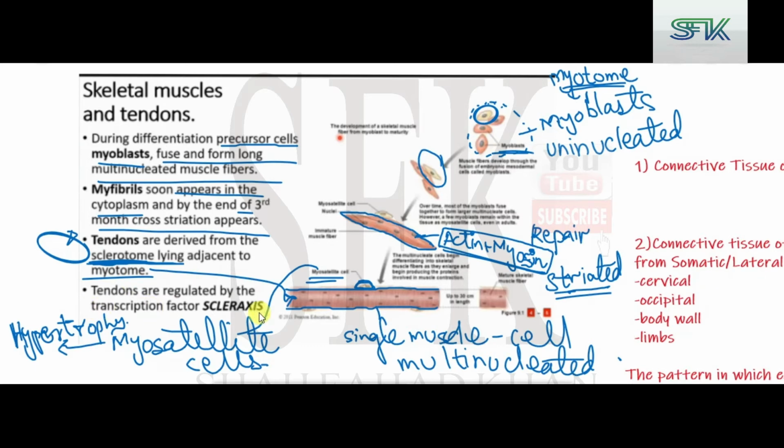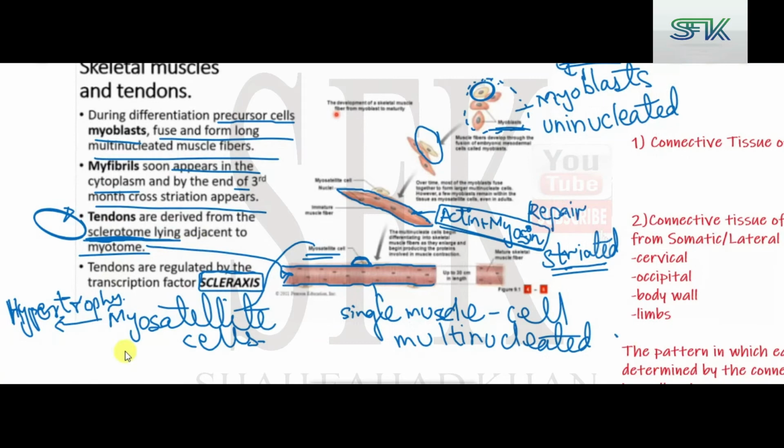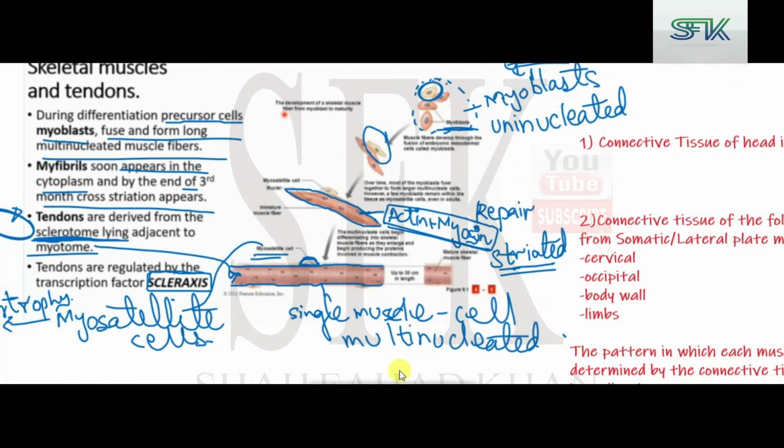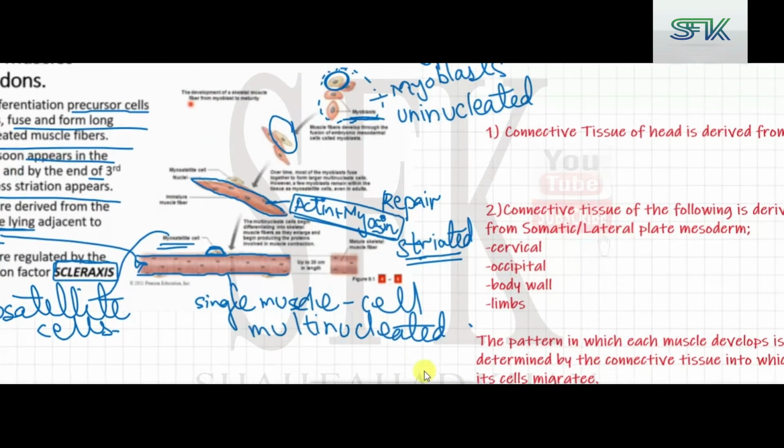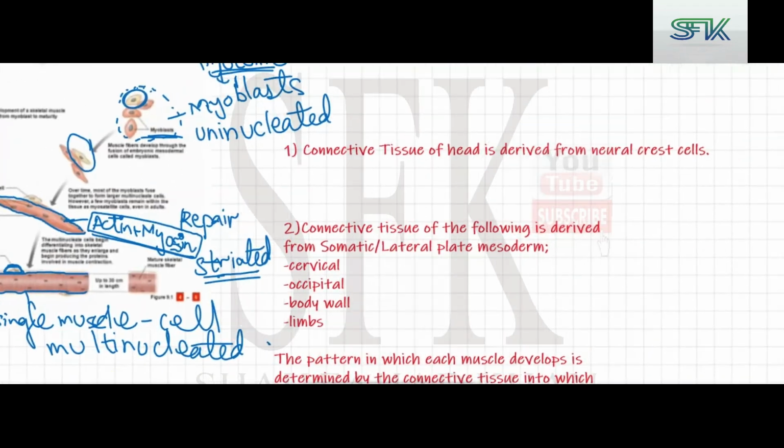Tendons are regulated by a transcription factor. It would be better if you could just learn this name, scleraxis. We are not going into the details of the function of scleraxis, but for now just learn that scleraxis is the transcription factor that regulates the development of tendons. So this was all about the skeletal muscle and tendons.